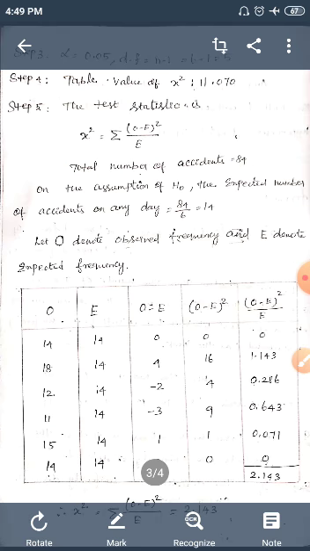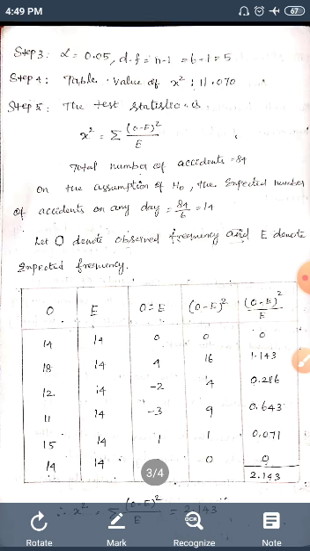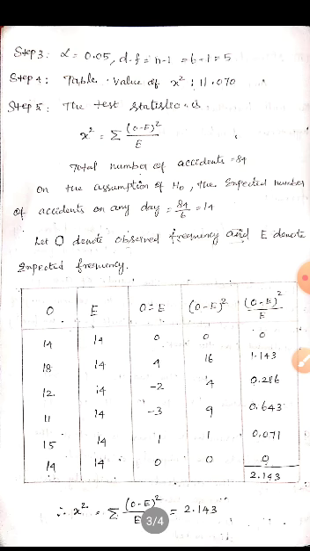Then step 3: alpha at 5% level of significance, since there is no mention of it. So the level of significance is 5% and the degrees of freedom, using the formula n minus 1, with the number of data being 6, is 6 minus 1, which is 5.